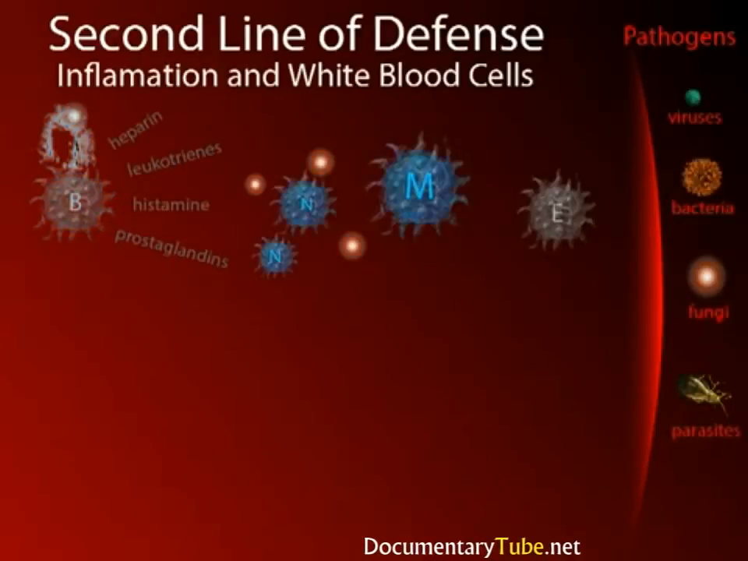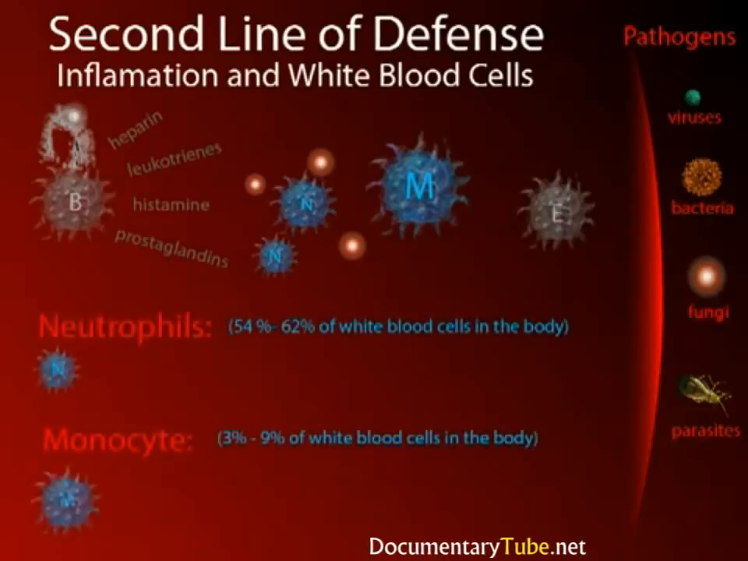Any bacterium or virus can potentially be attacked by white blood cells, so they're nonspecific. White blood cells generally have about a 12-hour lifespan, and they're produced in the bone marrow. The neutrophils and monocytes are phagocytes. That means they can eat other cells.